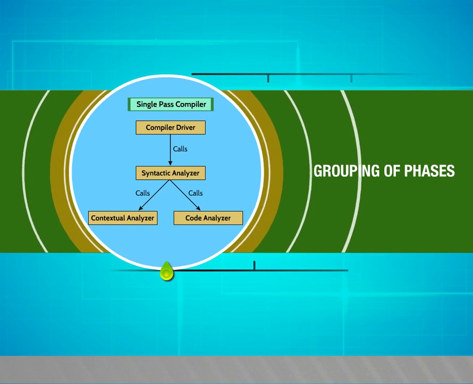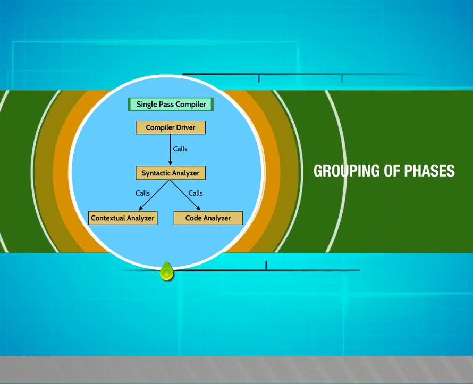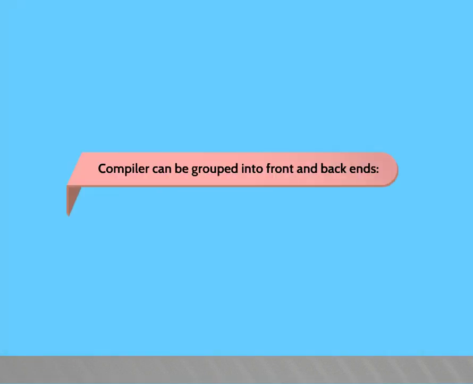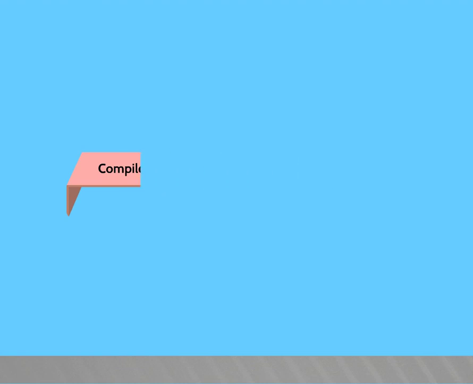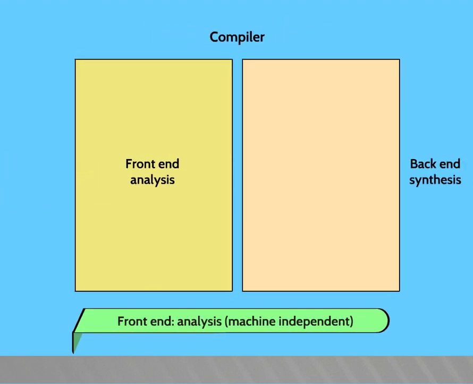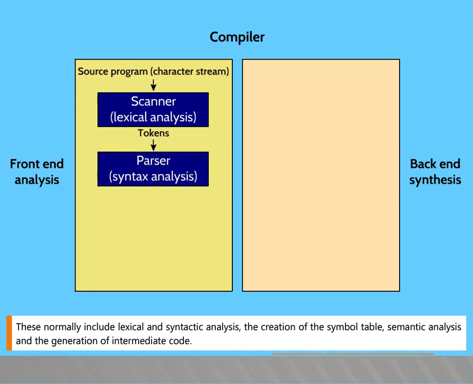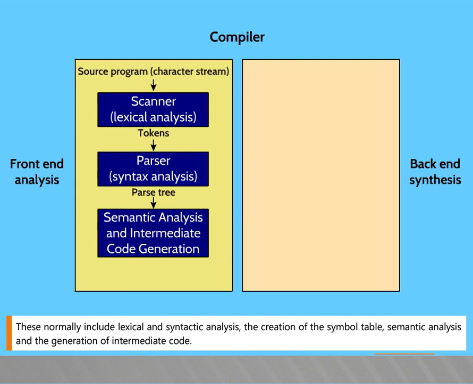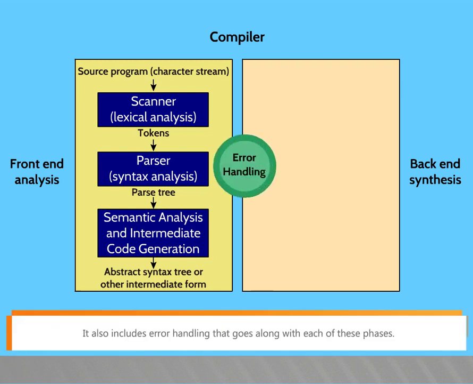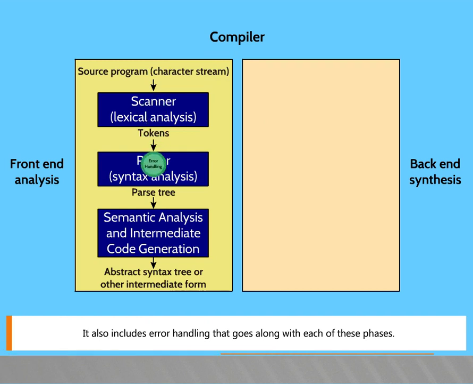Grouping of phases. In this video, we are going to see about grouping of phases. Compiler can be grouped into front and back ends. Front end analysis is machine independent. These normally include lexical and syntactic analysis, the creation of the symbol table, semantic analysis, and the generation of intermediate code. It also includes error handling that goes along with each of these phases.